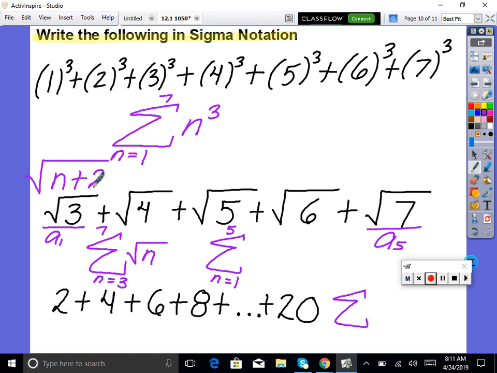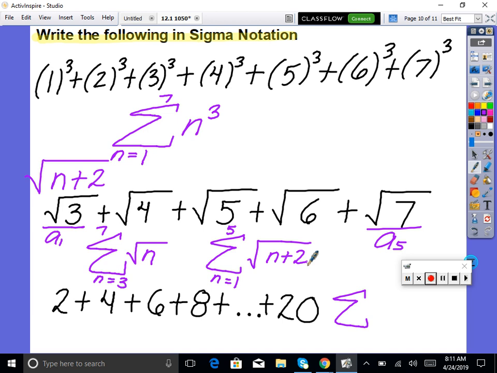N plus 2, wouldn't it have to be? 1 plus 2 is 3. And then if you plug in 2, you get 4. And if you plug in 3, you get 5. So then you would have this answer. Both answers are equally correct. Just different ways of writing the same thing. They do calculate to be the same thing.